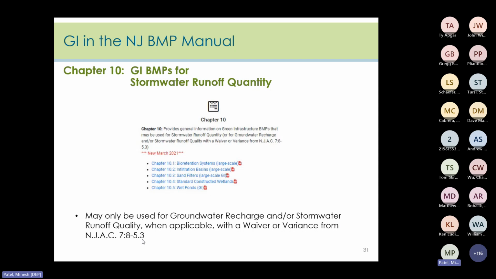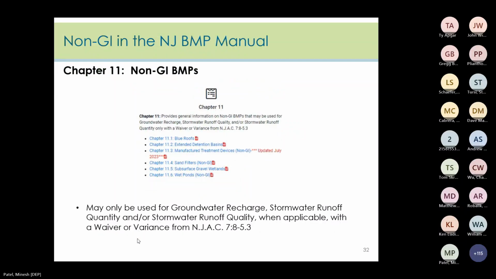Note that though I said they can address quantity, these BMPs may only be used to meet water quality and recharge if a waiver or a variance is granted. BMPs in Chapter 11 are non-GI, and they always require a waiver or variance before they can be used. It's not really anticipated that these BMPs will be used much in the future because of what is required in order to grant a waiver or approve a variance.